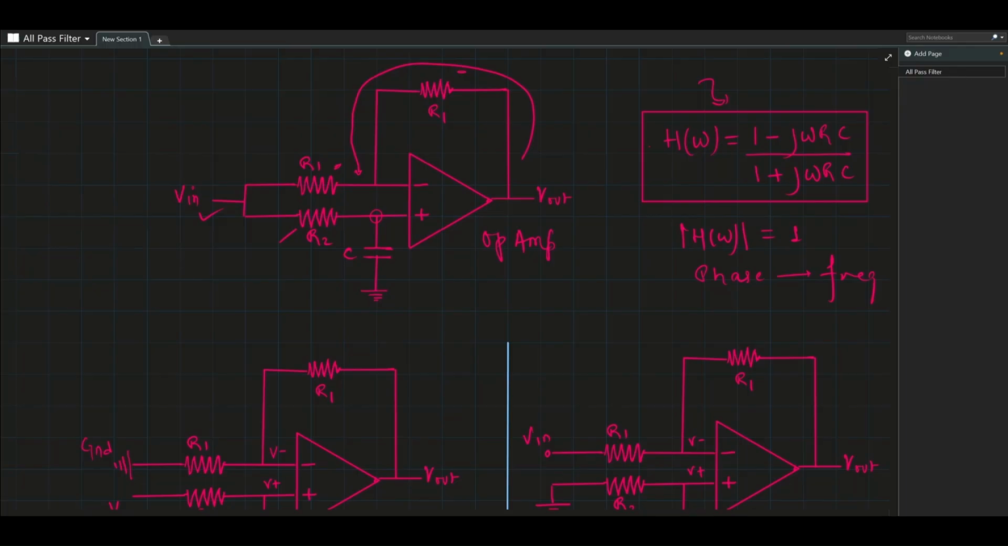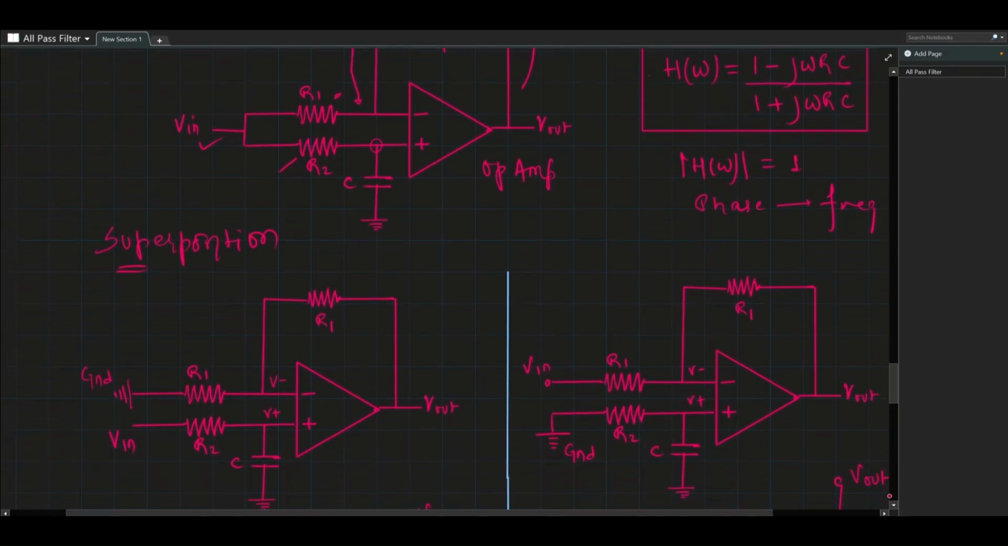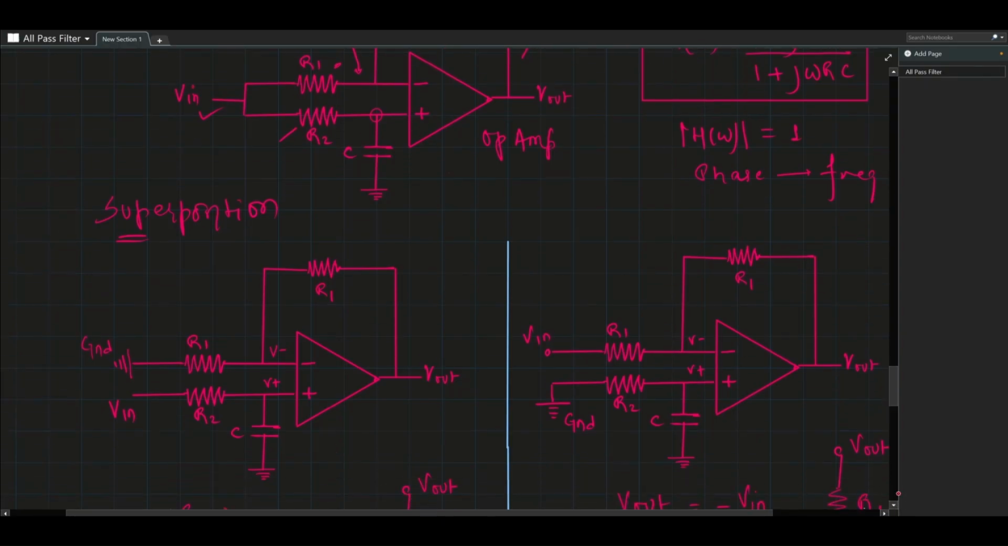So we'll use the method of superposition, and we'll analyze the functioning of this circuit. I'll split the circuit into 2 parts for the analysis. In the first part, I'm going to manipulate this input. As you can see, I have grounded the negative terminal input, and I have given V in only to the positive. This will generate some output here, so let's say V out 1.